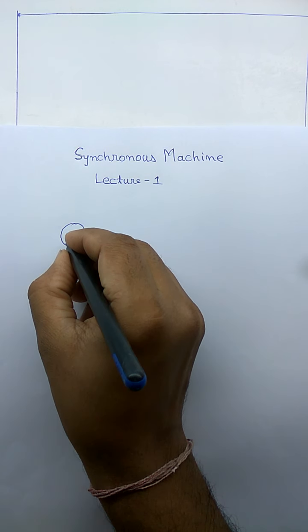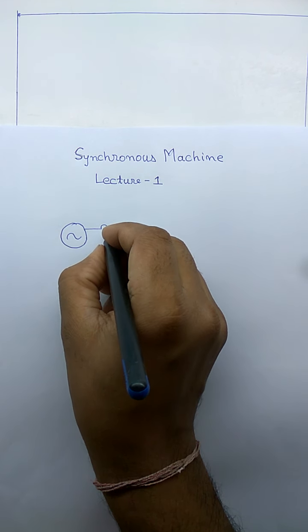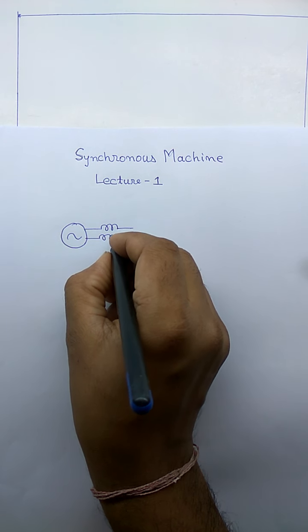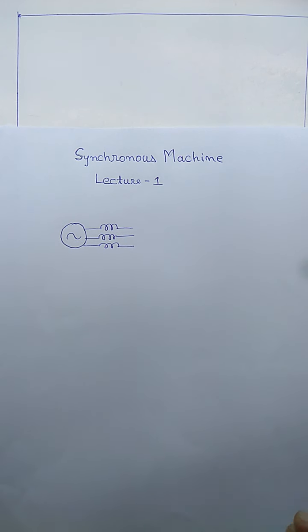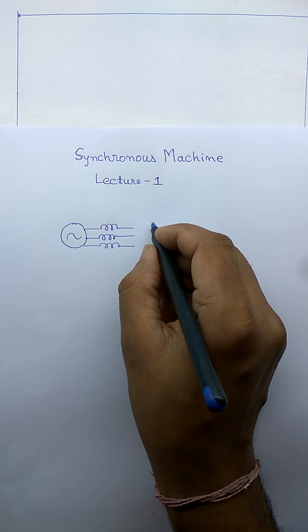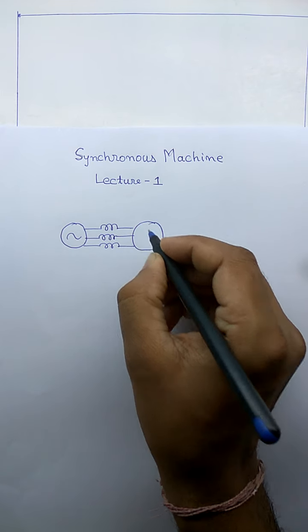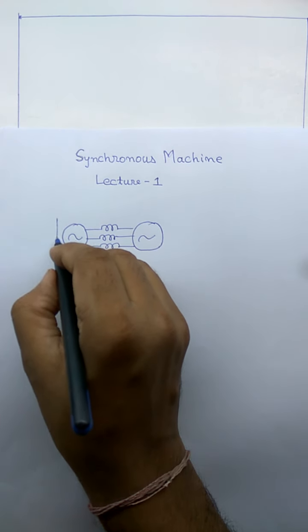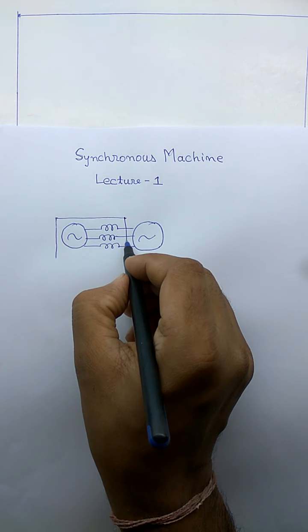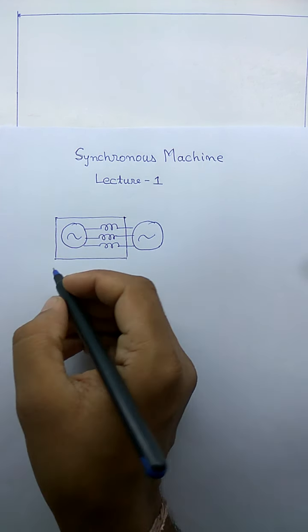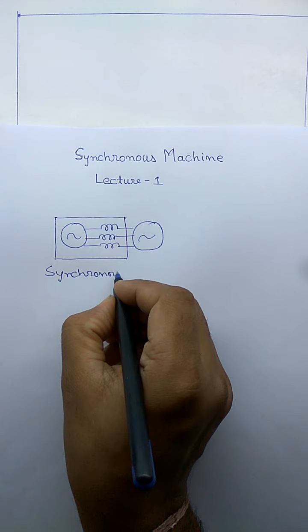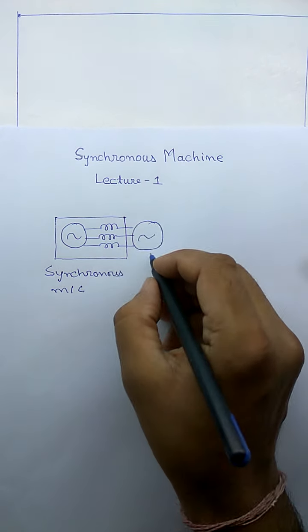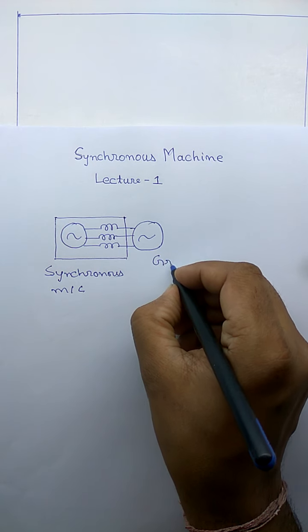So a three-phase AC source with an inductance in series. So there are three inductances in series with the three-phase source. Now in most applications, a synchronous machine is connected to another three-phase source which we call a grid. So this is my synchronous machine. And this is my grid, which is again a three-phase source.